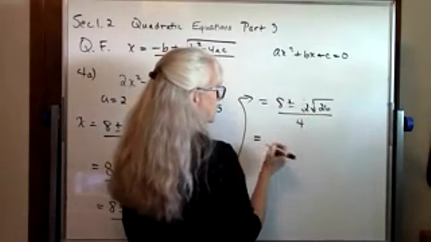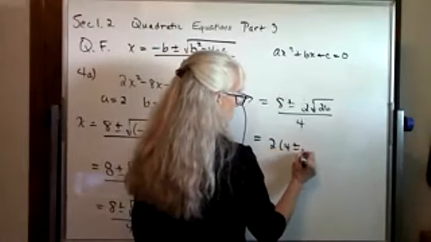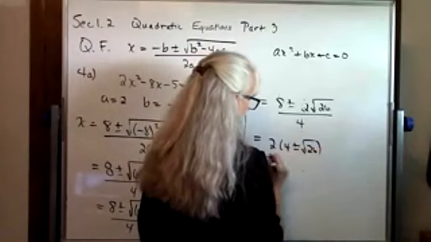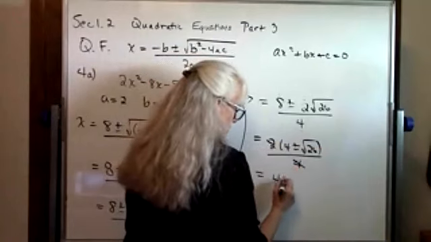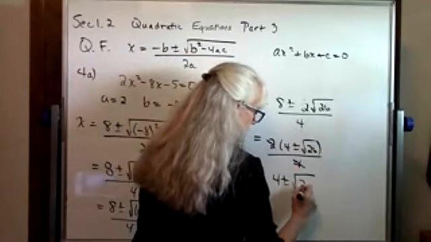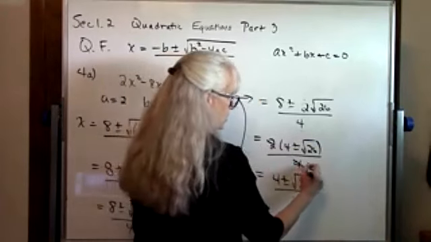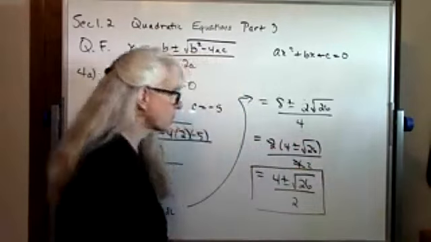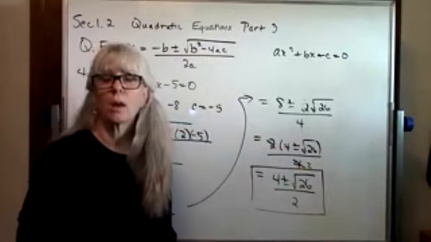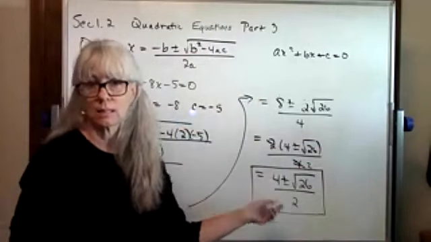If that's a little confusing, you can think about factoring 2 out of the numerator and then canceling that 2 with what's in the denominator. So 4 plus or minus the square root of 26, all over 2. I divided this 2 and this 4 both by the 2. That leaves me with the 2, and that's our final answer. So we get 4 plus the square root of 26 over 2, and 4 minus the square root of 26 over 2. Now, if I completed the square, I would get the exact same answer.